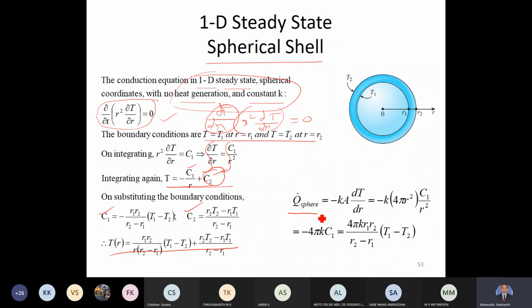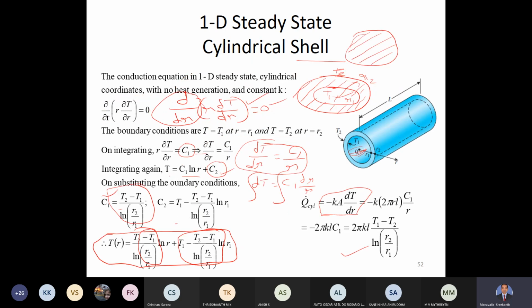So heat transferred is minus Ka dt by dr. Same Fourier's law of heat conduction. Area is now 4 pi r square. So for cylinder, what area did we take? 2 pi RL. This is the surface area. So this surface area is what we take, not the cross sectional area, it's the surface area.